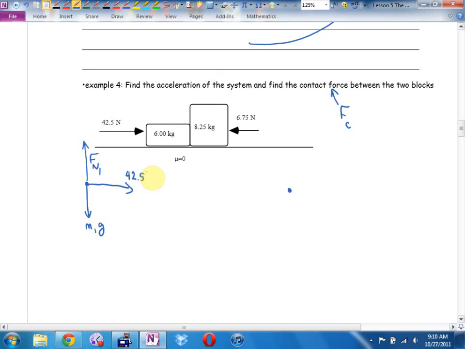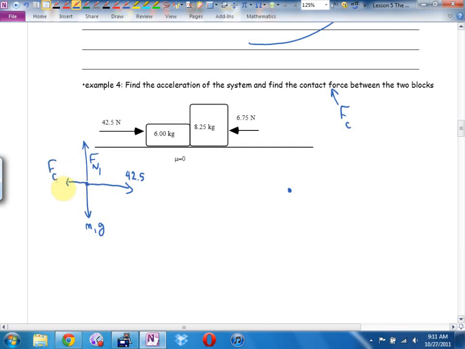I heard someone say it. Yeah, that contact force. We called it a normal force in the previous question, but the two surfaces are in contact. They're pushing against each other. So there must be a contact force. I think that's everything on the first mass.